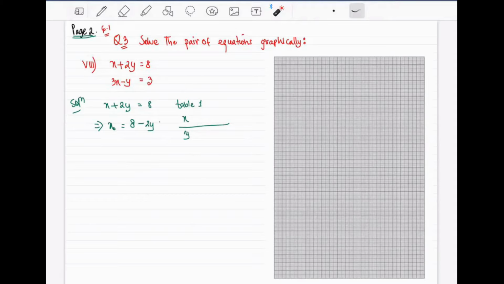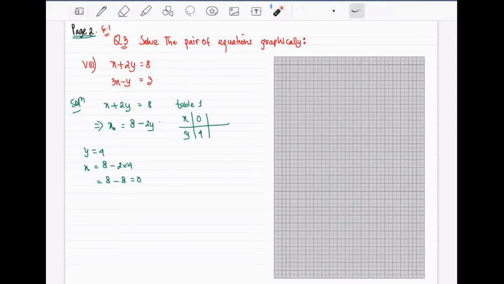So let me put up y is equal to 4. Okay, so if y is equal to 4, what is the value of x? 8 minus 2 into 4, which we are going to obtain as 8 minus 8, which is 0. So when the value of y is 4, the value of x is how much? 0. Let's put here. When the value of y is 4, the value of x is 0.